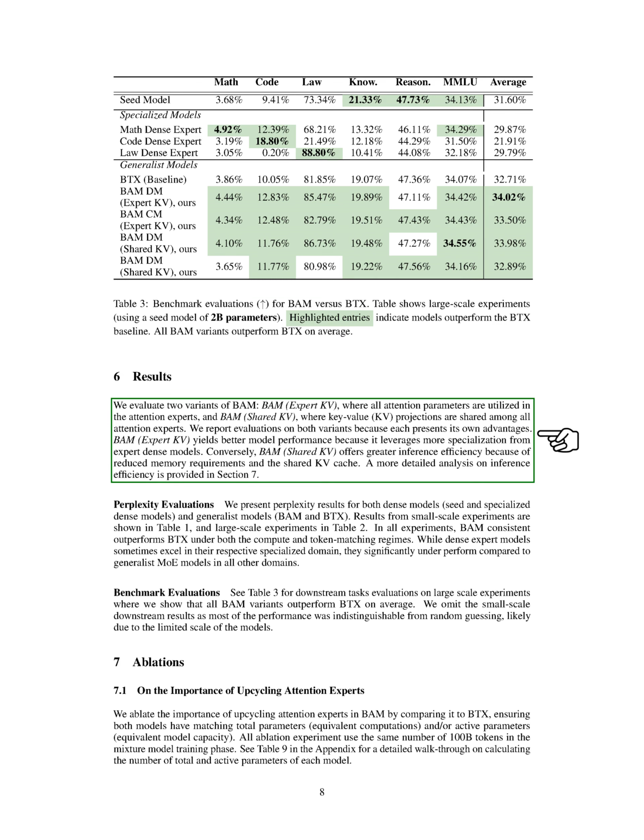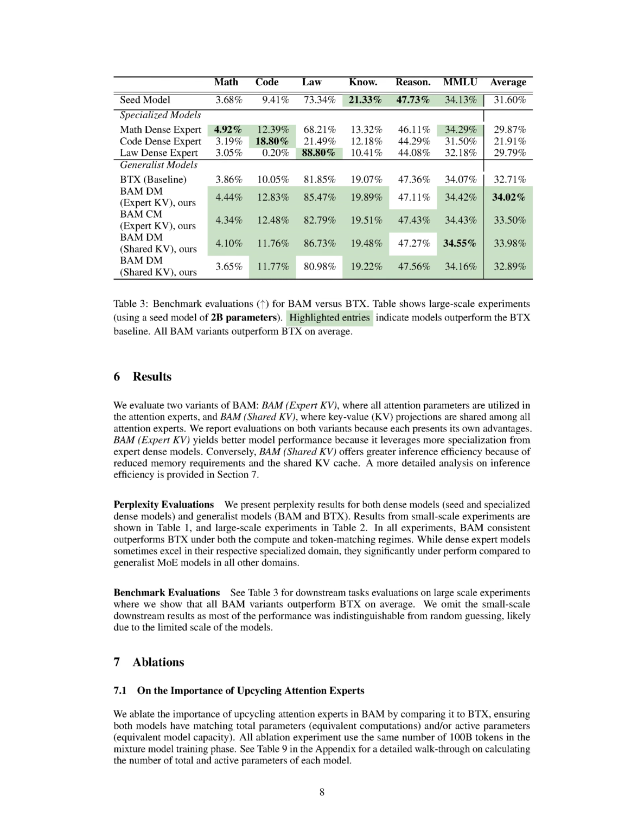BAM, Expert KV, shows better performance due to increased specialization, while BAM, Shared KV, is more efficient in terms of memory usage and inference speed. A more detailed analysis of inference efficiency is available in a later section.